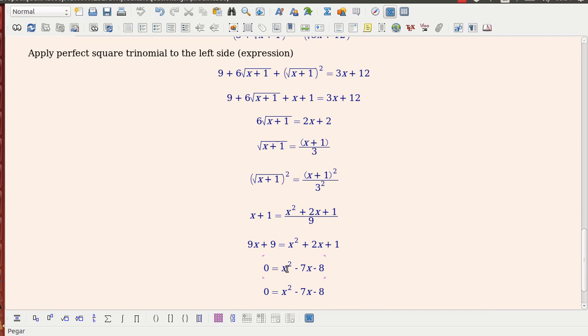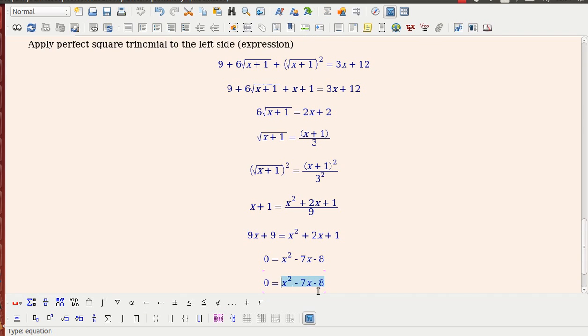How to solve the trinomial? x squared plus bx plus c. b is minus 7, c is minus 8. We need two numbers whose product is minus 8 and whose sum is minus 7. One factor is x minus 8 and the other is x plus 1. Minus 8 times 1 is minus 8, and minus 8 plus 1 is minus 7.